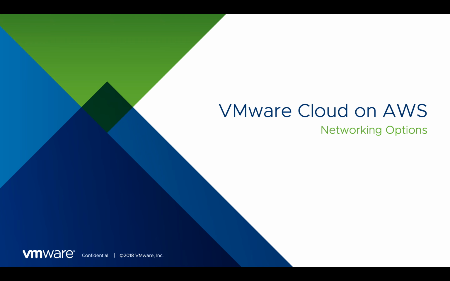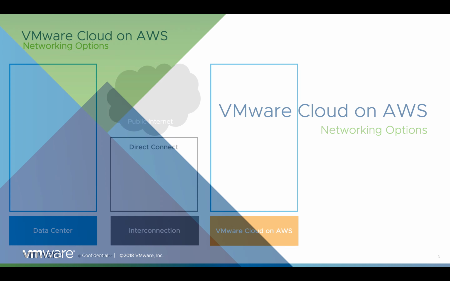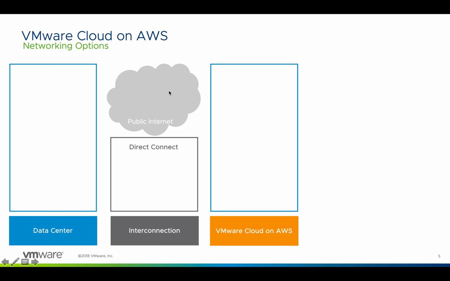Welcome to this short video on the different networking options to connect your on-prem data center to VMware Cloud on AWS. First, let's talk about the physical layer. You can either use the public internet and build an encrypted tunnel on top of it, or you can use a direct connect. A direct connect is essentially a private circuit from your data center to the AWS data center, and it gives you predictable latency and guaranteed bandwidth, unlike the internet, obviously.